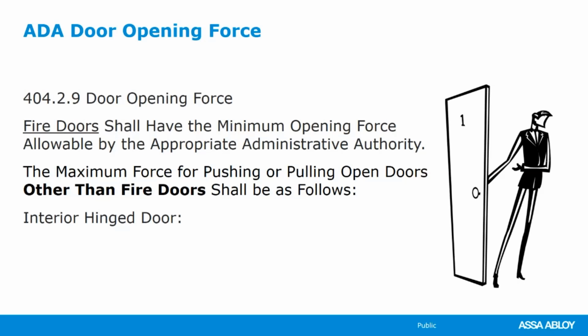So the maximum force for pushing or pulling doors open, other than fire doors, for an interior hinged door is 5 pounds. For an interior sliding door, it's 5 pounds as well. On exterior doors, the force is not enforced because we have to deal with outside wind pressures and things like that. If you were to adjust that down on an exterior door, you may not have enough power to pull it closed, depending on the mounting of the closer. So let's take a look at the ANSI requirements for a door closer.